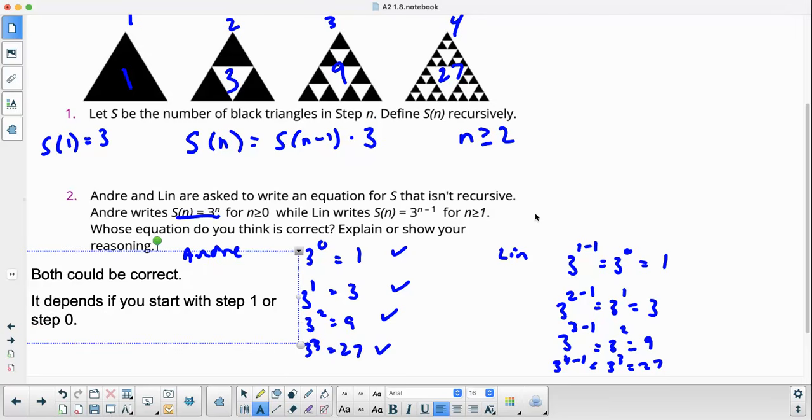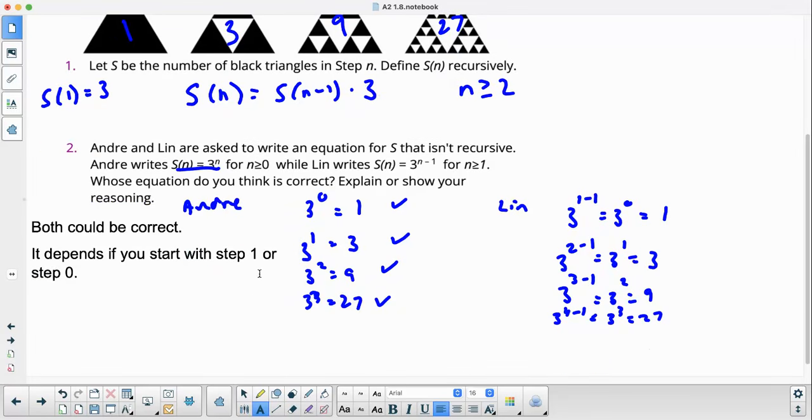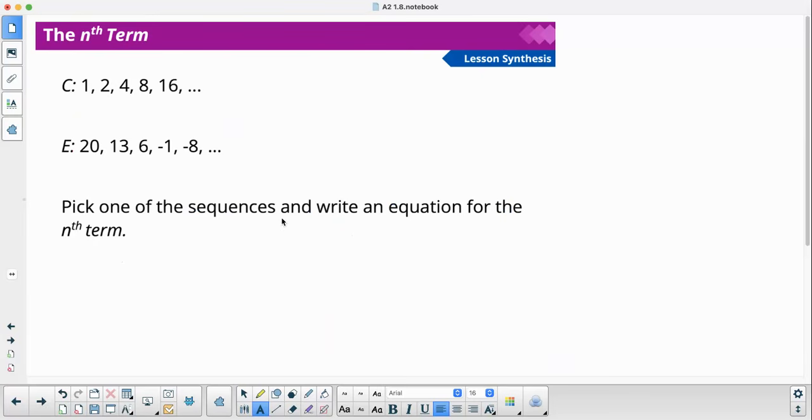Right, so it really just depends on which one you start with. All right, so our synthesis. Here's C, here's E. Pick one of the sequences and write an equation for the nth term. So we want what I call an explicit formula. Let's maybe do both. Let's do an explicit and recursive.